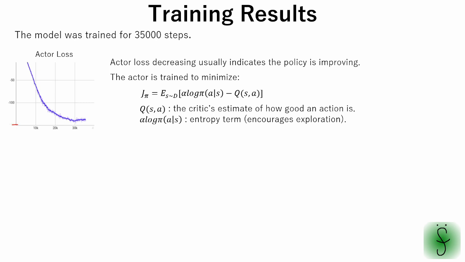Let's see the training results. The training was executed for 35,000 steps. We can see that actor loss steadily decreases toward minus 150. Actor loss decreasing usually indicates the policy is improving. This is because the actor has been trained to minimize this equation. So, if Q is large and positive, this whole equation becomes negative because the entropy term is usually smaller in magnitude. We actually can see that Q value is increasing throughout training.